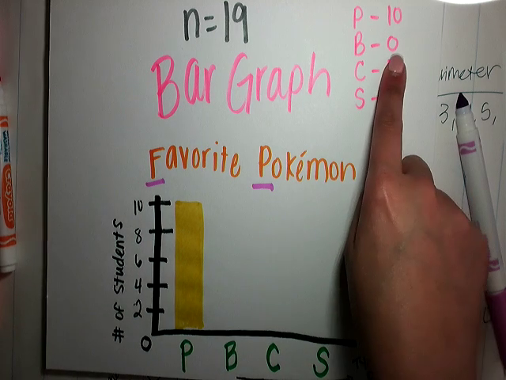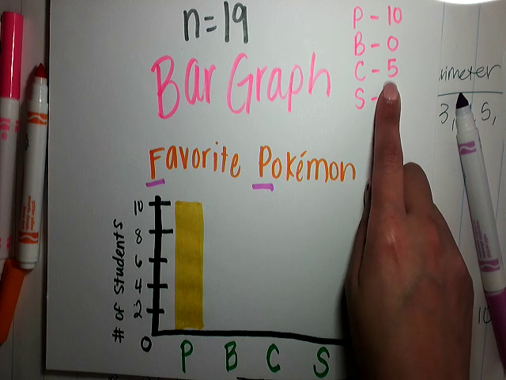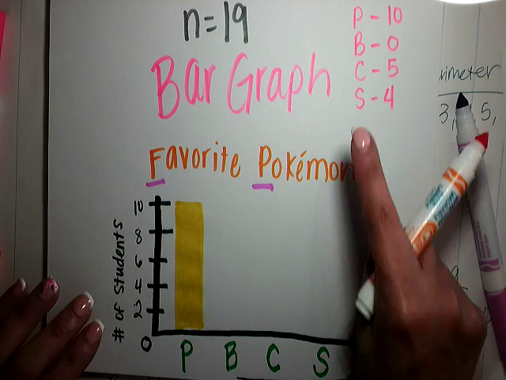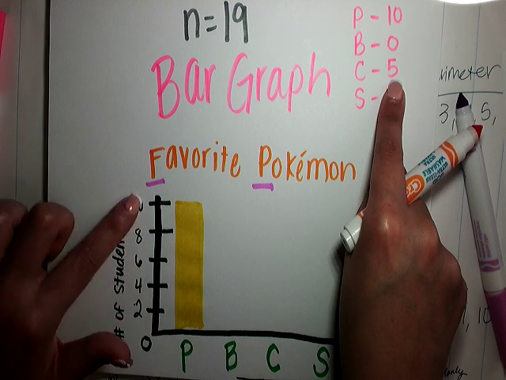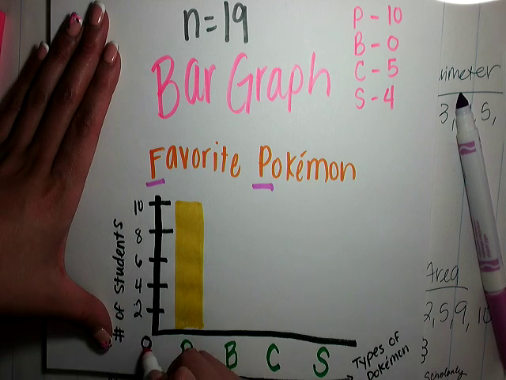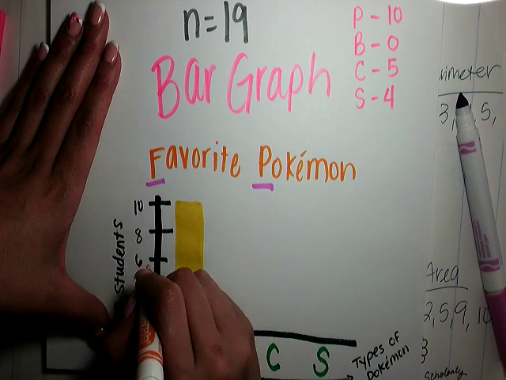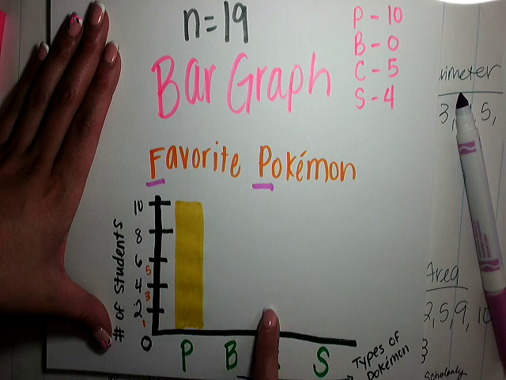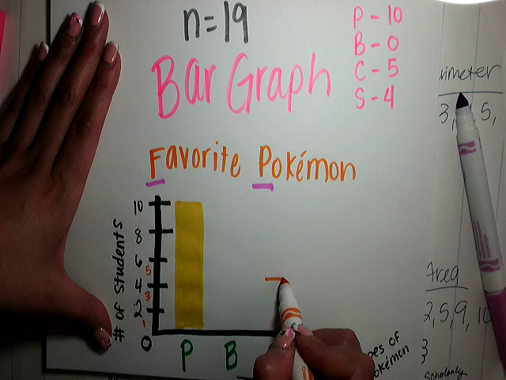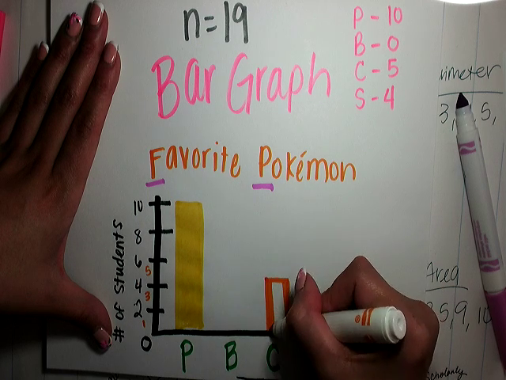Now Bulbasaur did not have any, so I'm going to just skip him. Then we're going to go to Charmander, and I'm going to use a little orange because Charmander is red, but he's more orange too. So it's a 5. I don't see a 5 here, but I know by counting that it's 0, 1, 2, 3, 4, 5, 6. So my Charmander has to go right in between these two lines. Right there. And there's my Charmander.